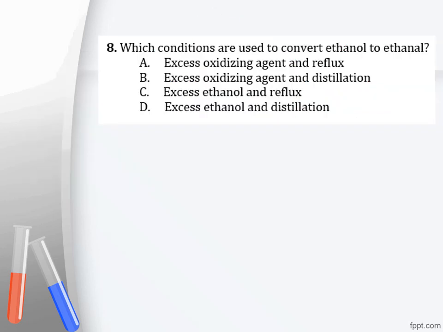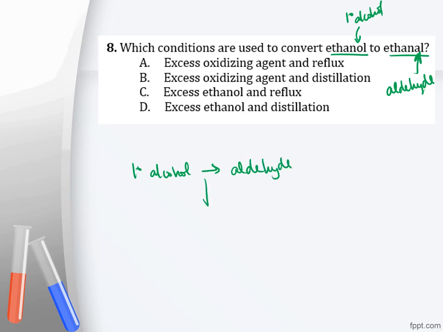Number 8. We need to convert ethanol into ethanal. This is a primary alcohol. Ethanal is an aldehyde. Remember that if we want to convert a primary alcohol into an aldehyde, we are going to oxidize it. We're going to oxidize it with either acidified potassium permanganate or acidified potassium dichromate. If I want to keep the aldehyde, we have to distill out the aldehyde. Otherwise, more oxidation will occur.